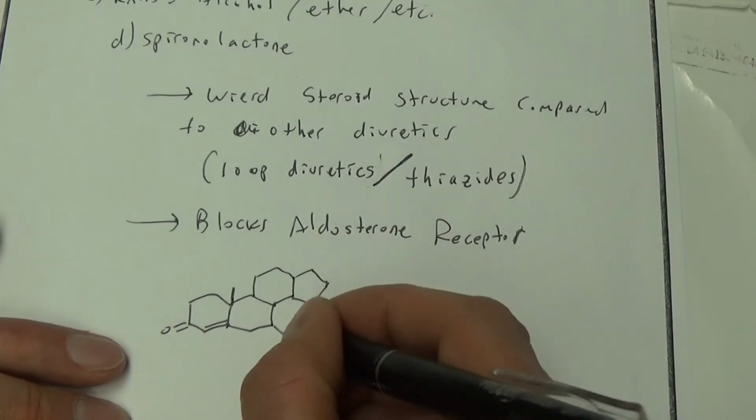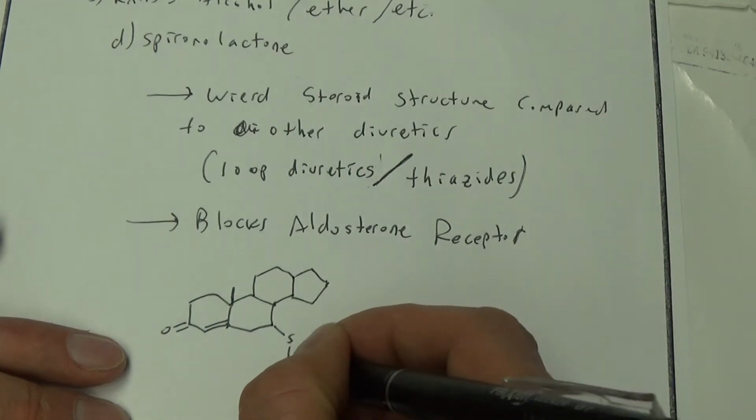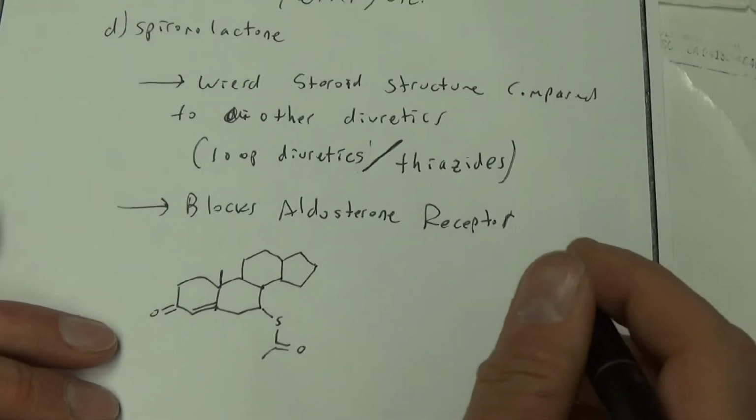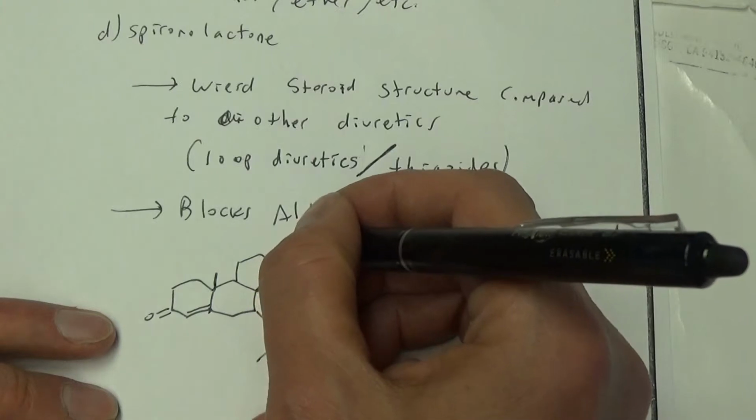A thioester, which is kind of a random weird thing in a molecule in a drug.